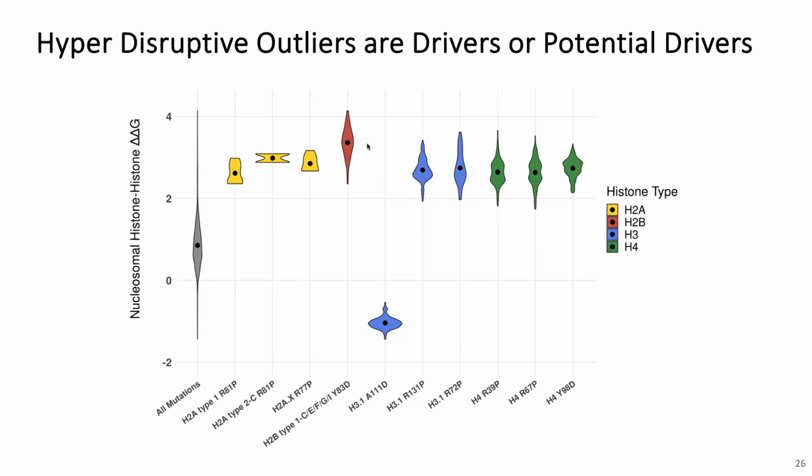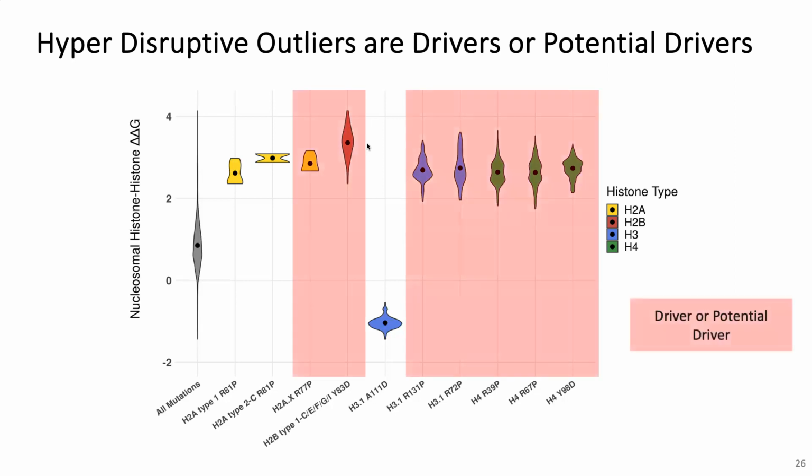Those are all shown on the x-axis here. And we also have the distributions of their delta-delta G values for those histone-histone interactions on the y-axis. Just for reference, I've also provided the delta-delta G distribution of all mutations together on the far left of this plot. And interestingly, when we look at this plot alongside our mutagene results, about 7 out of 10 of those mutations that we saw to be hyperdisruptive outliers of histone-histone interactions within the context of the nucleosome have been predicted as either a driver or potential driver within at least one cancer type.